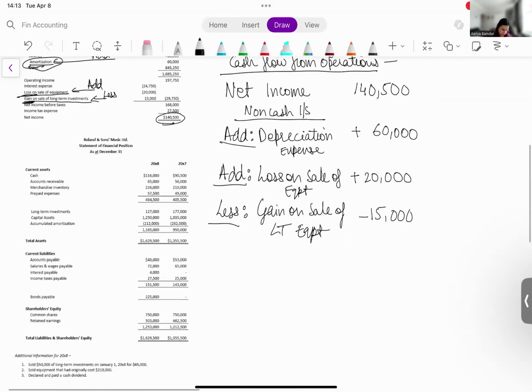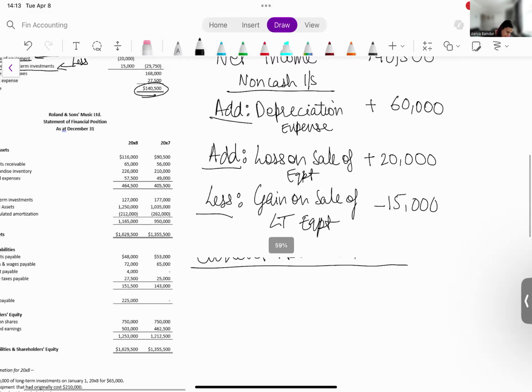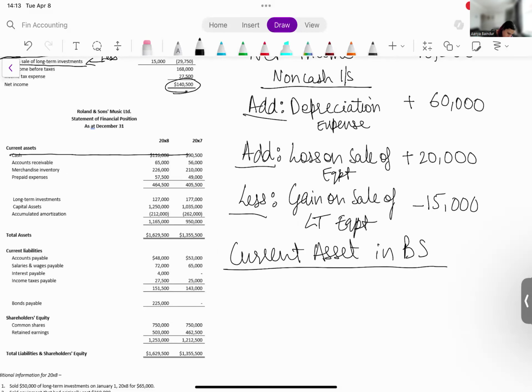Now let's go to the balance sheet items. So you can just call it current assets in balance sheet, or some form of title that explains that you know what you're doing. So cash, ignore this one because we'll account for it at the very end. Let's do accounts receivable. So accounts receivable here is increasing, right? Let's see how much it's increasing by. It's increasing by 9,000. So it's an increase of 9,000, which means we have to do the opposite for assets. So we'll be decreasing that amount.